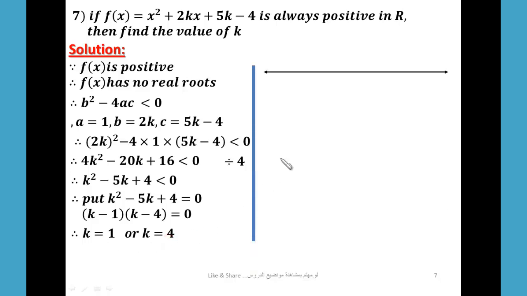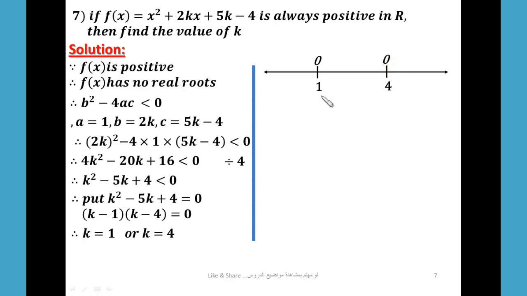And we draw the number line for 1 and 4 to check the sign of this expression. The required is to find the interval where k power 2 minus 5k plus 4 is less than 0, negative. And we choose some numbers between 1 and 4, before 1, and after 4. When k equals 1, then this function will be 0. And when k equals 4, f of 4 will be equal to 0.